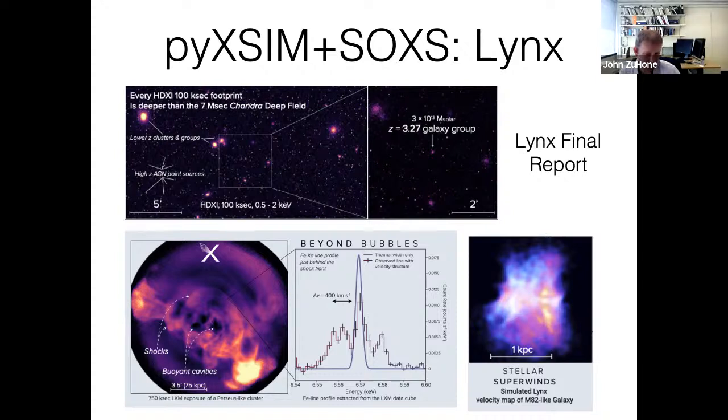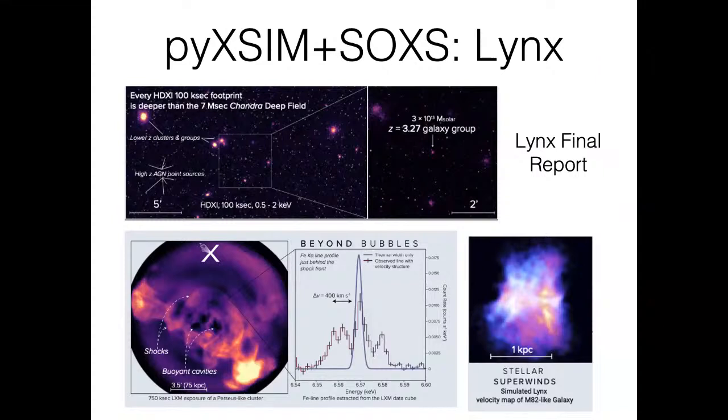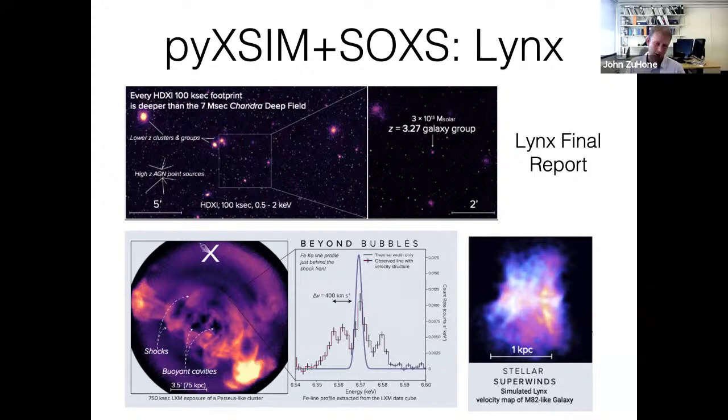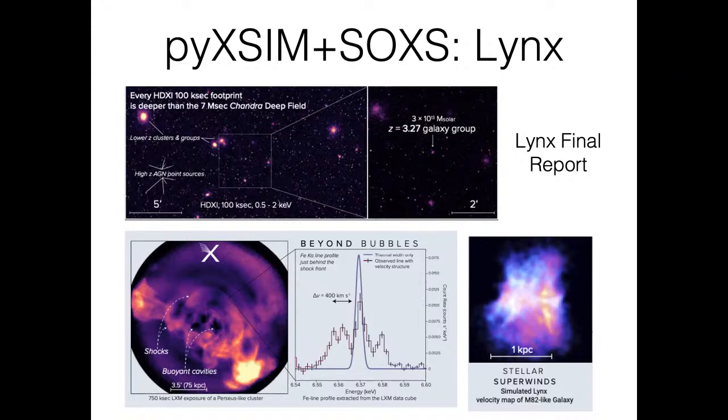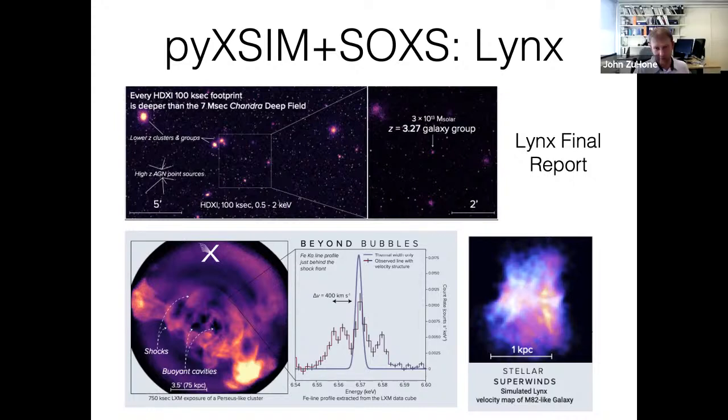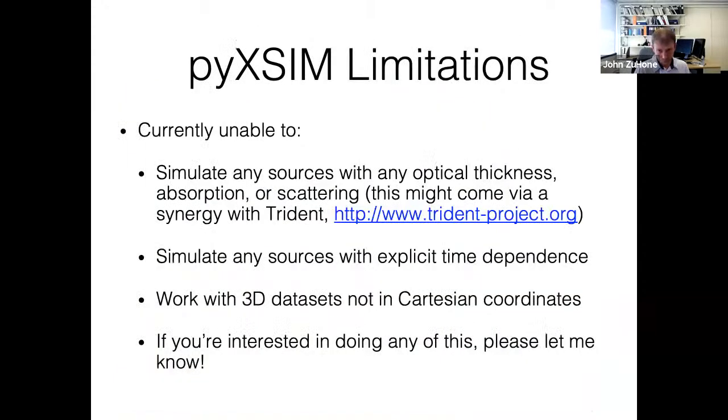And then on the bottom right, you're seeing a simulated velocity map of an MA2-like galaxy taken from a galaxy simulation with big super winds. Driven by supernovae, basically. So there's a lot of cool stuff that you can do with these packages, and you can simulate a lot of cool astrophysics and make predictions for current missions and future ones.